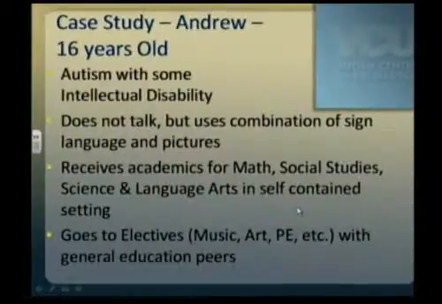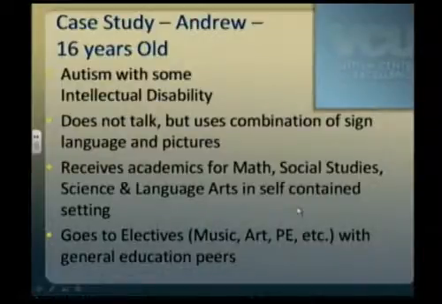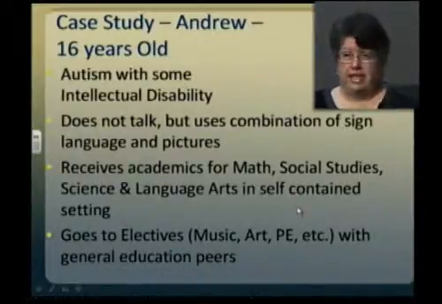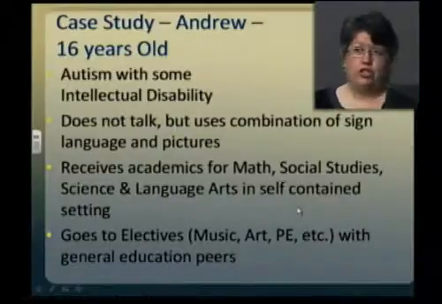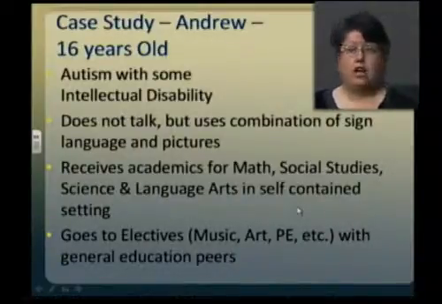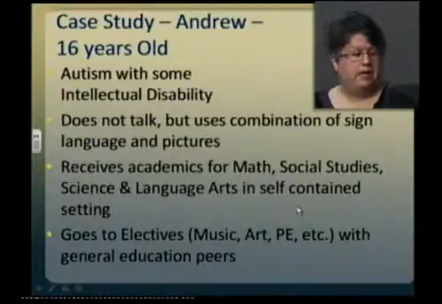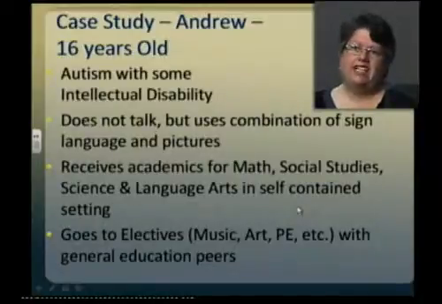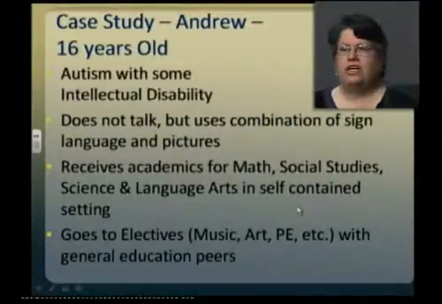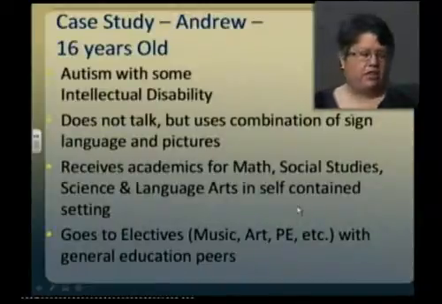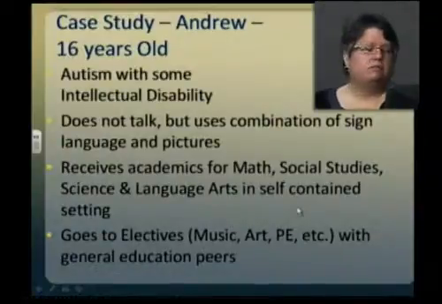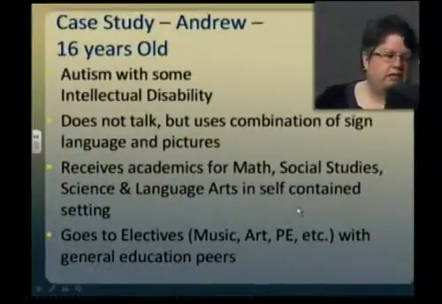In order to demonstrate this, I have a case study. Andrew is a 16-year-old young man with autism, and also he has some intellectual disabilities. Andrew, at the age of 16, is not using words to communicate at this point, but he is using a combination of sign language and pictures. He receives his academics in a special education setting where he is in a self-contained classroom. However, he goes to electives with his peers. So he attends music, art, physical education, and computer with his general education peers.